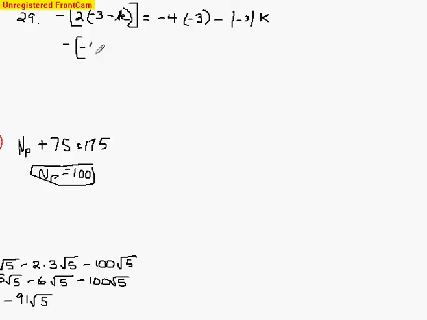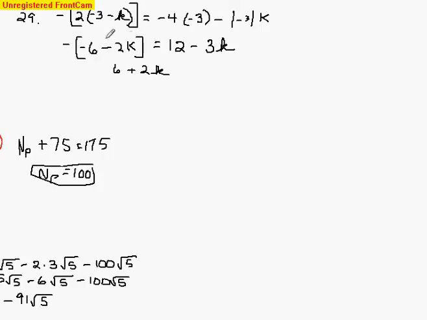This is all just being as careful as you can be. This is going to be 12 minus, now remember the absolute value of a negative is a positive, so it's just 3k. Now we're going to distribute this negative sign, so we get 6 minus 2k plus 2k. Remember, negative times negative is positive, equals 12 minus 3k.